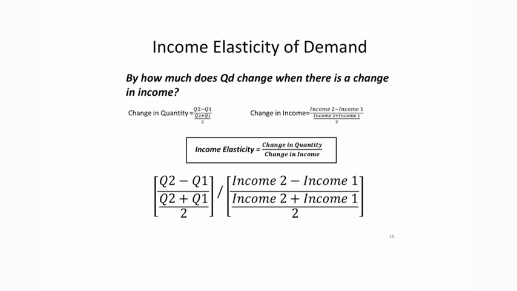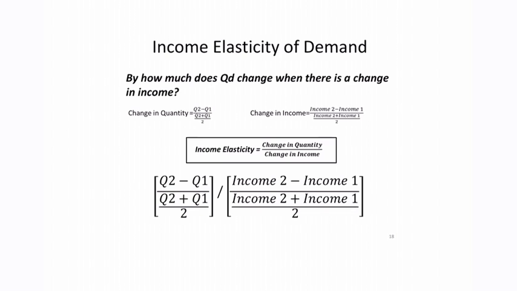Let's start off first with income elasticity of demand. So we know that if we have more money, we tend to want to buy more goods. Well, this is true if it's a normal good. And remember, we also have inferior goods, where with higher income, we actually demand less of a good. So with income elasticity of demand, we want to calculate by how much quantity demanded changes when there is a change in the income.